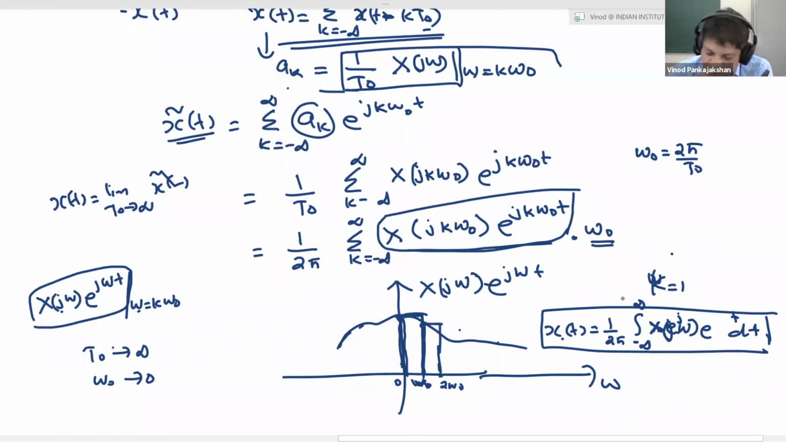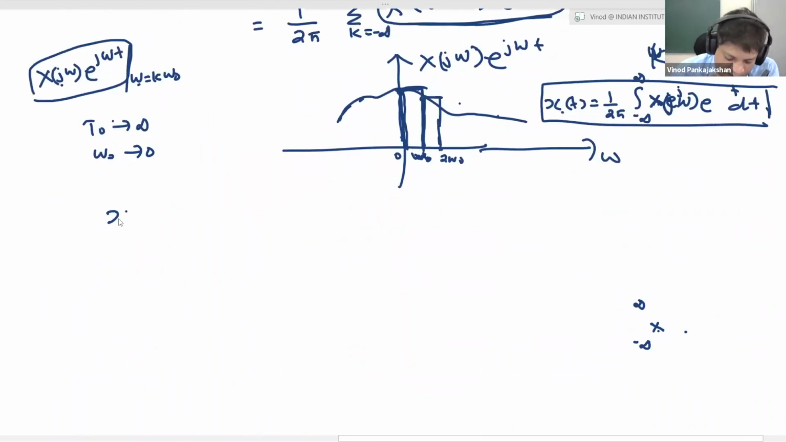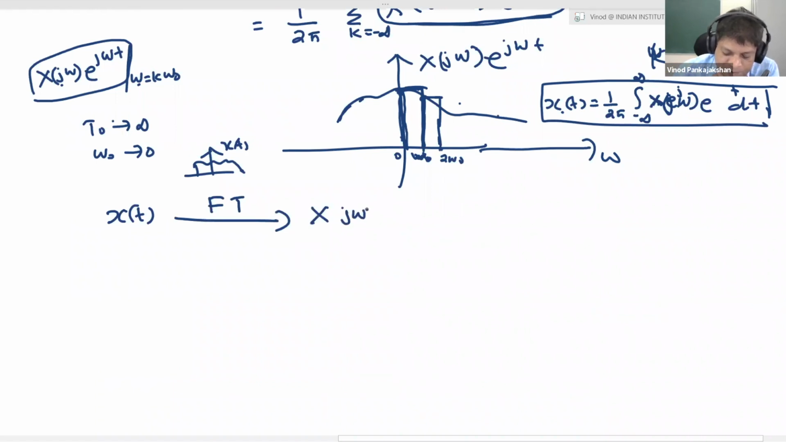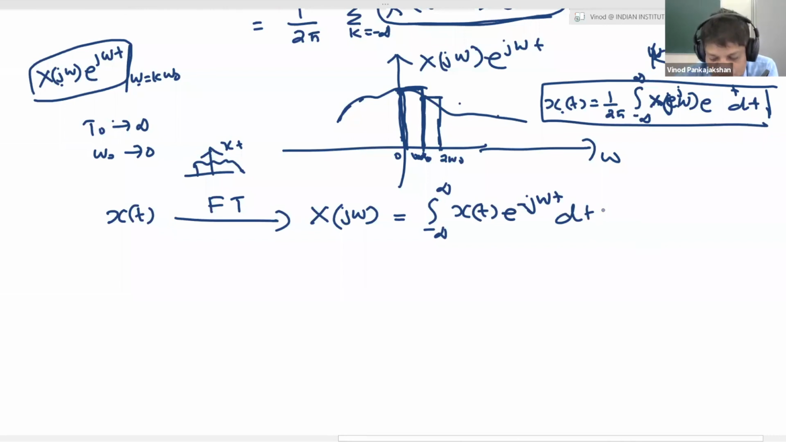Okay. So let me summarize that. If you are given a signal x(t), we can find the Fourier transform. Its Fourier transform is denoted by X of j omega. It is defined as integral minus infinity to infinity x(t) e to the power minus j omega t dt. This is called the Fourier integral. And to find x(t) from X of j omega, we can write x(t) is equal to 1 upon 2 pi integral minus infinity to infinity.